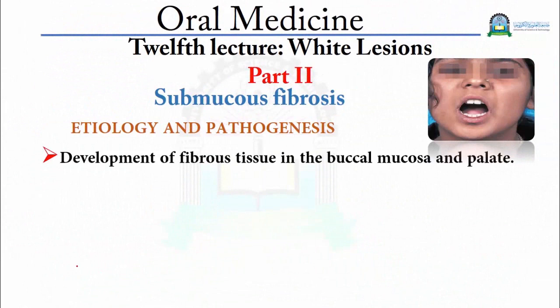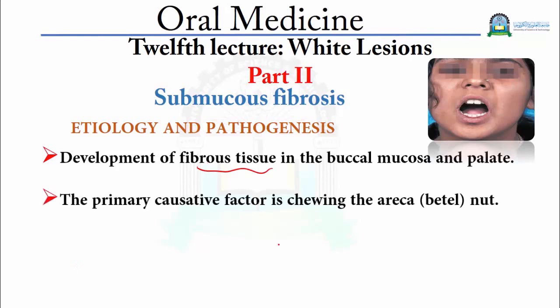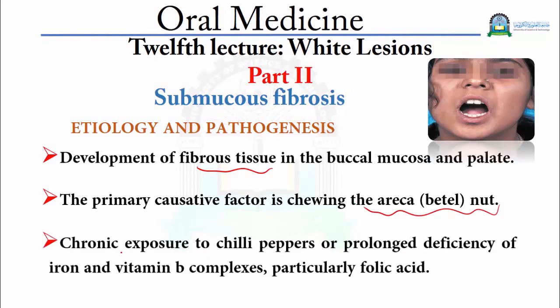The other lesion is submucous fibrosis. Submucous fibrosis is one of the most important pre-malignant lesions, due to development of fibrous tissue in the buccal mucosa and the palate of the patient. The primary etiological factor of submucous fibrosis is the chewing of betel nut, which is a common habit in the Indian population.